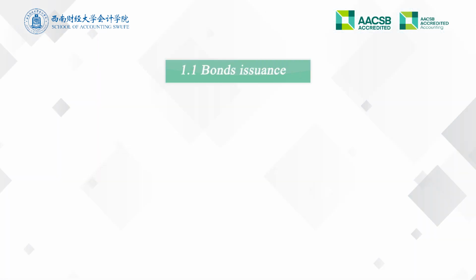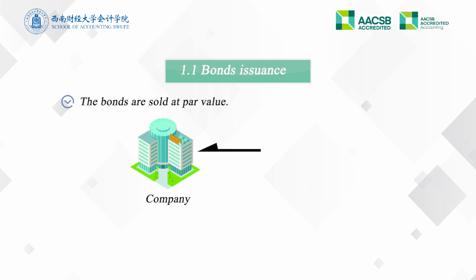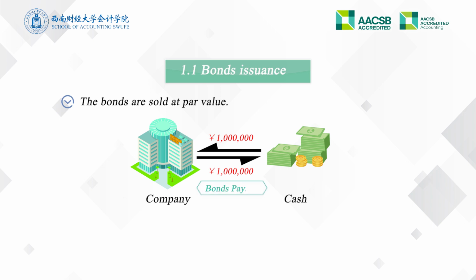Bonds issues. In the first example, the bonds are sold at par value. The company receives cash of 1 million yuan. Meanwhile, the company has an obligation to pay back the principal of 1 million yuan when due. This obligation is called bonds payable. Therefore, the company records the issuance of bonds as following.